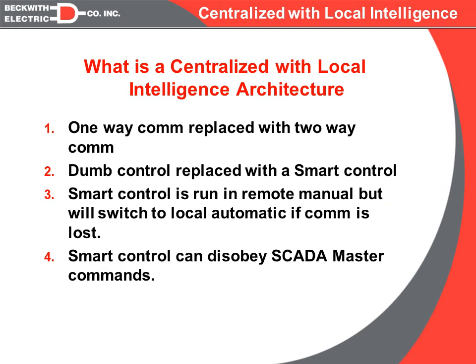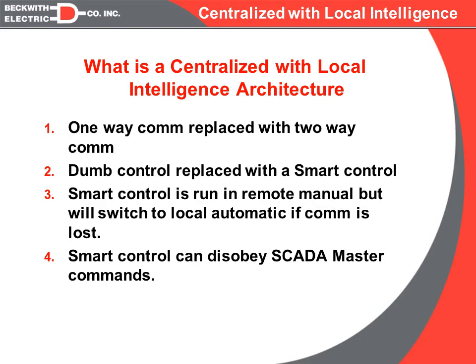So our next approach would be to go centralized, but now put a little bit more intelligence in the local field devices. So we're going to replace our one-way communications paging systems with two-way communications, and we're going to upgrade the intelligence in the control. Another disadvantage of the one-way paging is the control being a dumb control. Not only can it not do anything if comm is lost, but it does not supervise the algorithm.